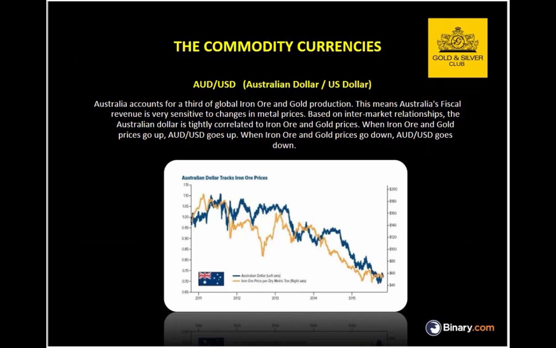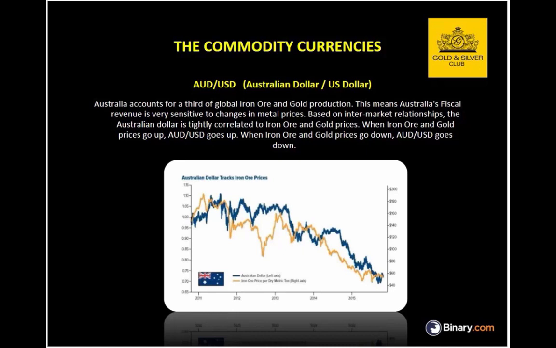So based on that intermarket relationship, the Australian dollar has a very tight correlation with iron ore and gold prices. So when iron ore and gold prices go up, and also copper as well to a certain extent, the Australian dollar, US dollar will go up. And when iron ore and gold prices go down, the Australian dollar, US dollar also tends to go down as well.